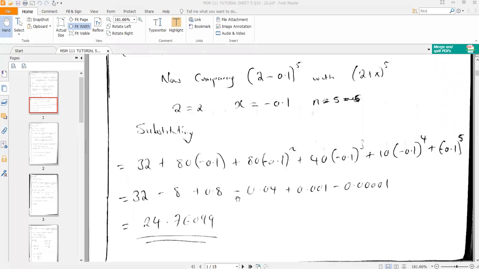You find that you have something like 32 minus 8 plus 0.8 minus 0.04 plus 0.01. Then you do the subtraction, and you have 24.760999. Is it okay?